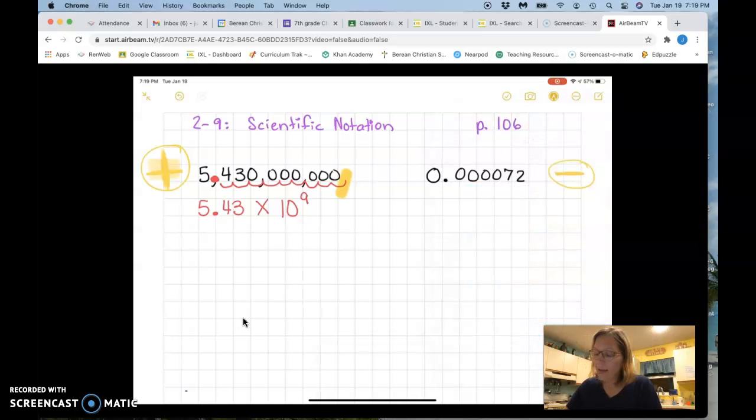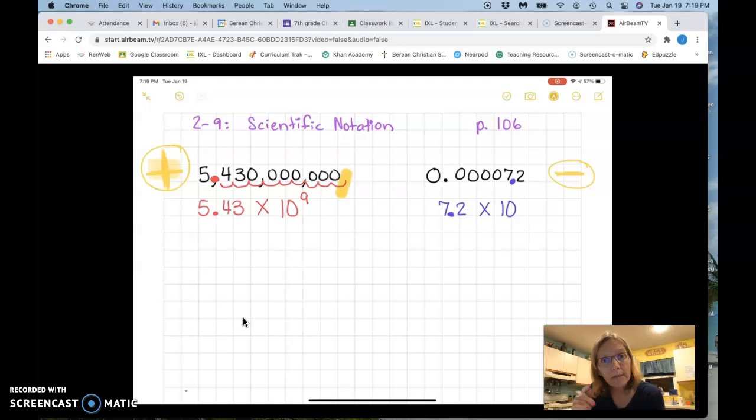All right, so again, I want to make a number between 1 and 10. That means I'm going to have to put my decimal right here so that I have 7.2, because 7.2 is between 1 and 10 on the number line, and that's what I want. Then I'm going to write my times 10. Now I have to figure out my exponent.